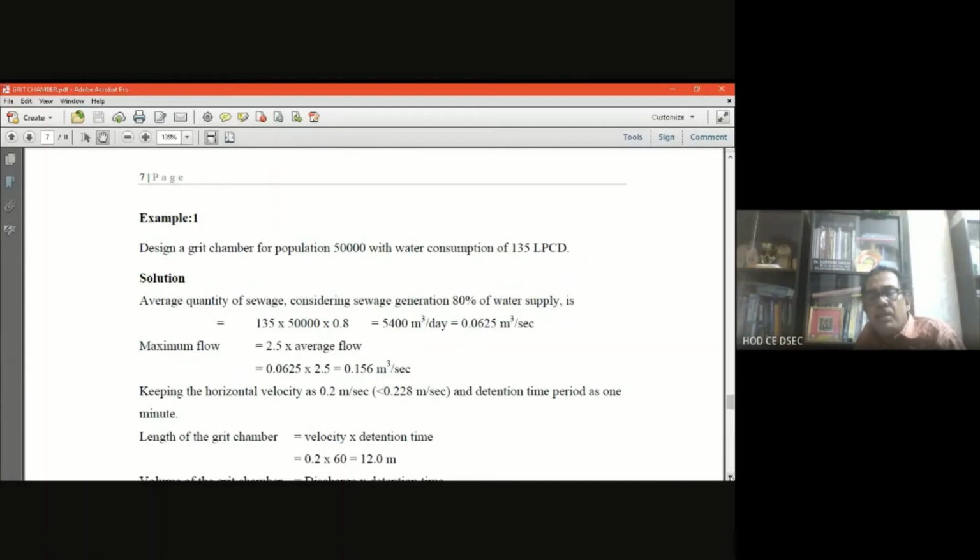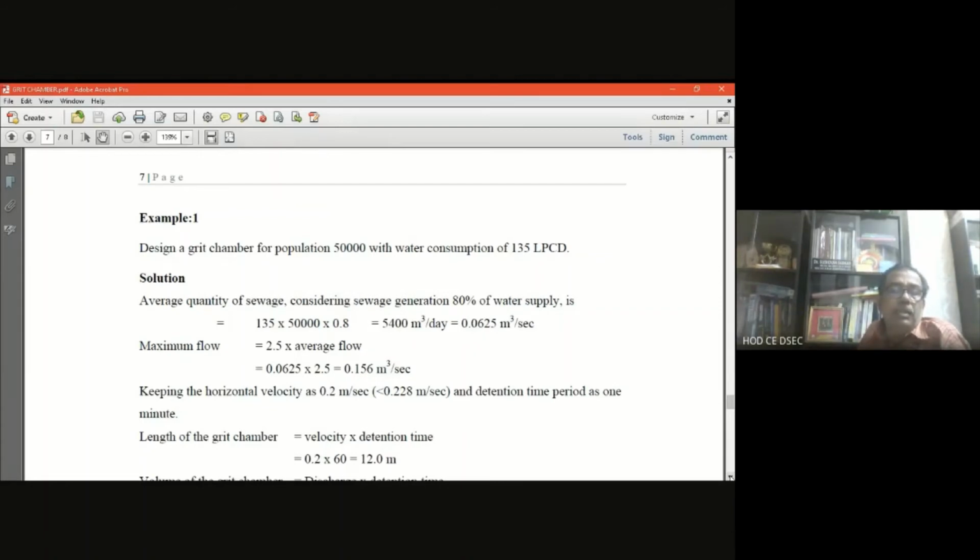Now what is the maximum flow? For the design discharge, you have to consider the peak factor because of the fluctuation in flow. This is the average discharge you have found out; for design, you have to take the maximum flow. For wastewater discharge, a peak factor of 2 to 2.5 is used. Let us use 2.5. So the maximum flow will be 2.5 into the average flow of 0.0625, which is 0.156 meter cube per second. Fine.